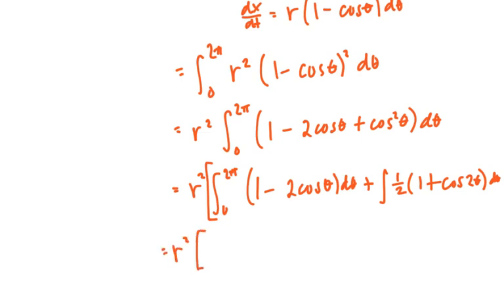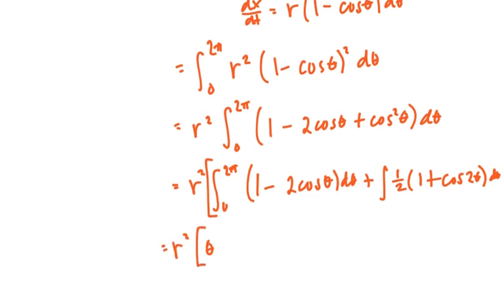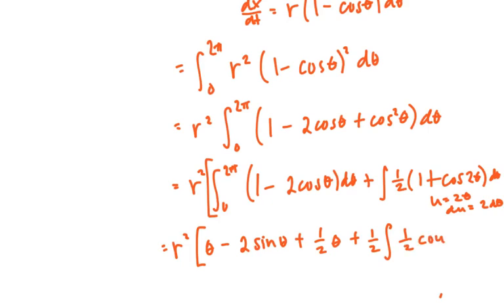So this means we have r squared. Now when we integrate 1, we get theta, minus 2. When we integrate cosine, we get sine theta, plus 1/2, and when we integrate 1, we get theta. And then here we need to do the integration. Let's let u equal 2 theta, so du equals 2 d theta. So we need to use u substitution in here. So here's the 1/2 from the parentheses, and then we have 1/2 cosine u du.